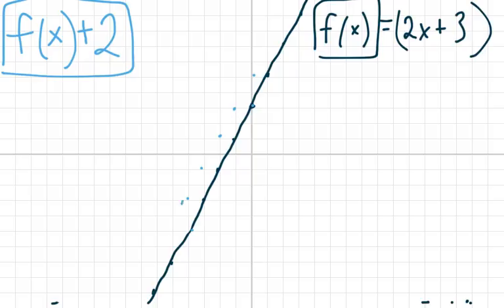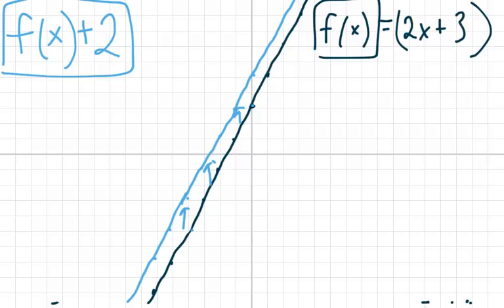So when I add to it, I'll get a graph that's parallel, but everything, each of these points, let me plot a few more points here so I can graph a straight line. It just gets shifted up by 2, all of these points.